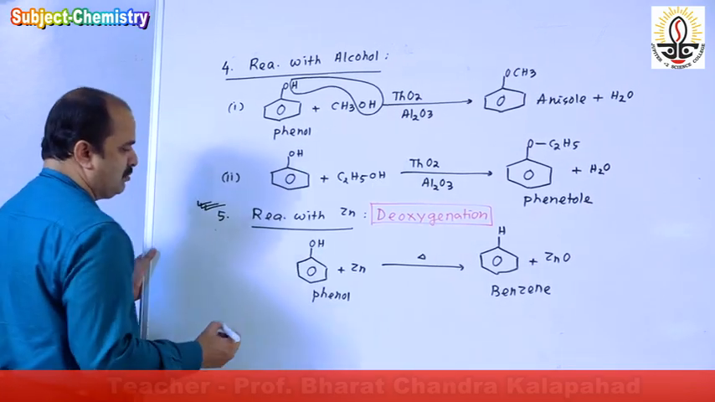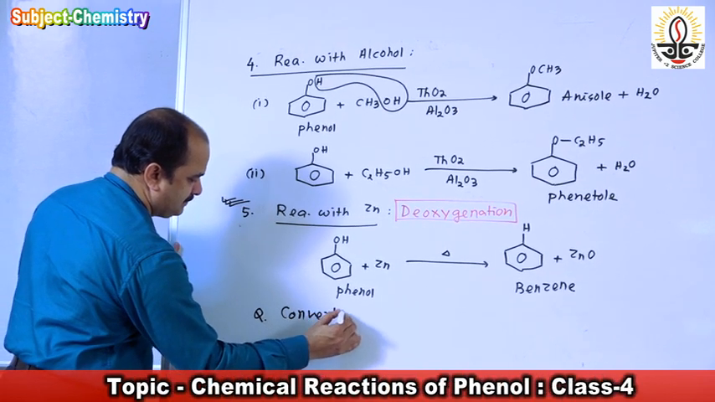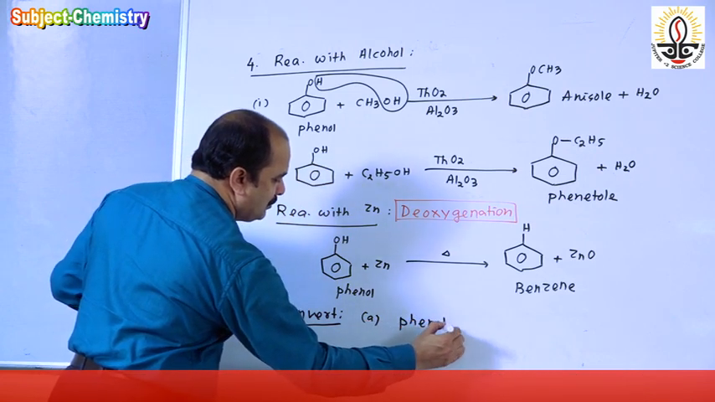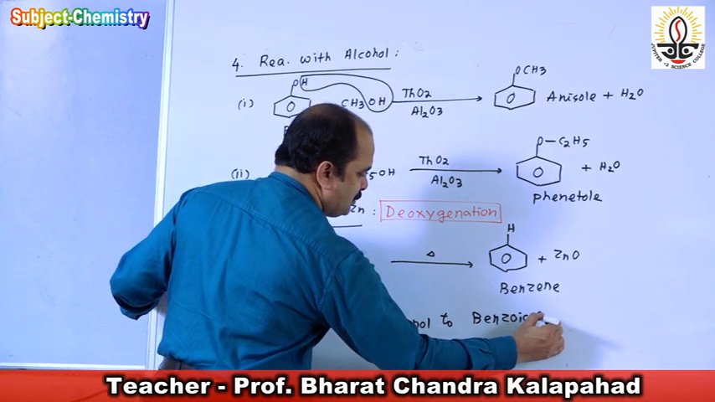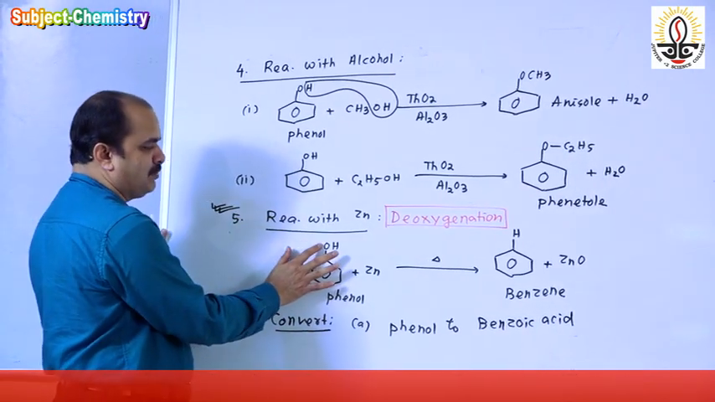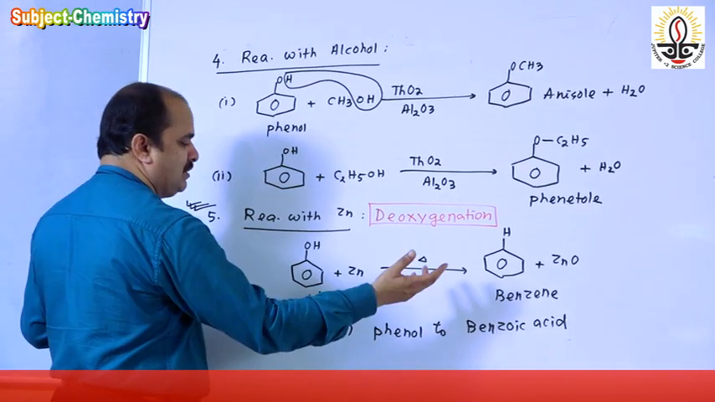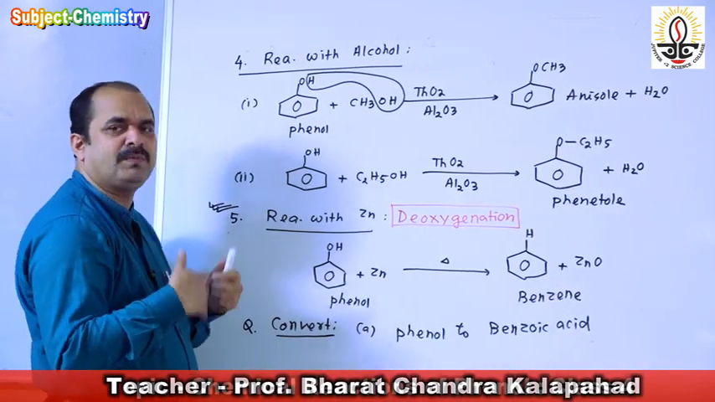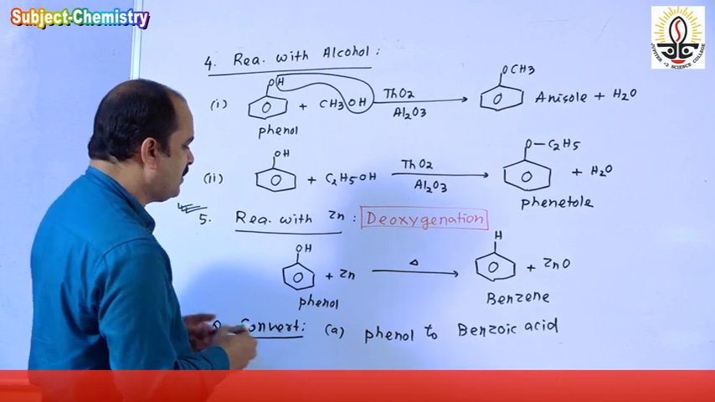On the basis of deoxygenation, we will discuss two questions. Write down one question. The first question is convert phenol to benzoic acid. How is phenol converted to benzoic acid? Phenol has an OH group, benzoic acid has a COOH group. First phenol is converted to benzene. After benzene conversion, we will follow the ascending series by reacting with methyl chloride, then alkaline KMnO4 for oxidation.